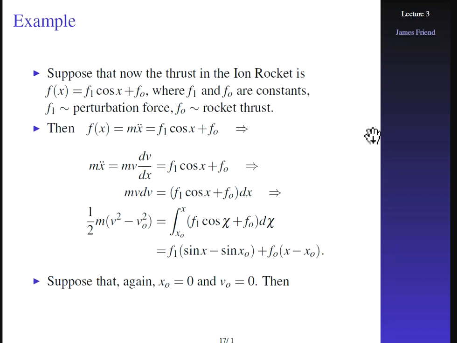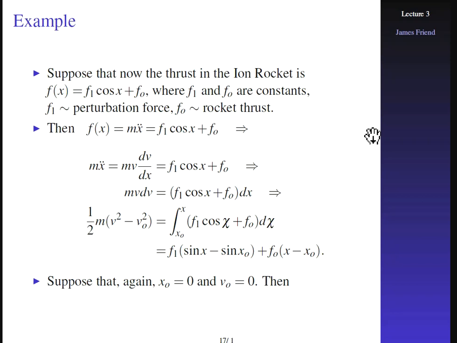So now let's look and see what happens. Suppose that the thrust in the ion rocket is f as a function of x, not a function of time anymore, but x. It's equal to f1 cosine x plus f0, where f1 and f0 are constants. The way this might happen is that, say, it's going through an atmosphere, or it's being affected by a magnetic field based on position. These sort of things do happen.